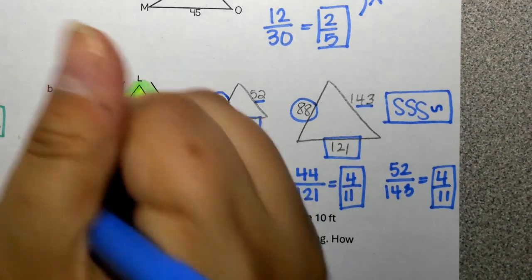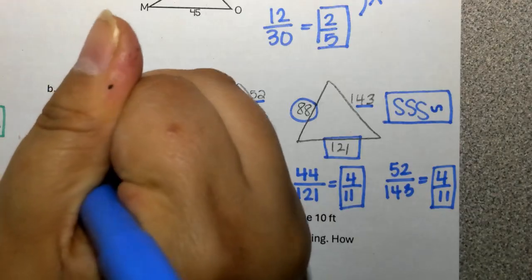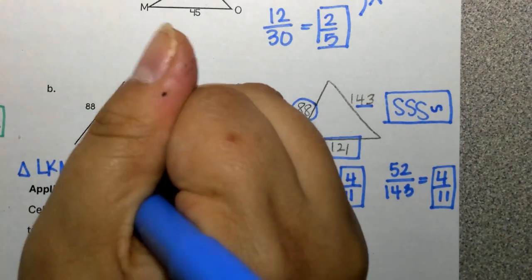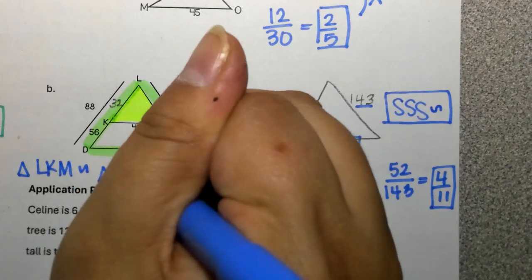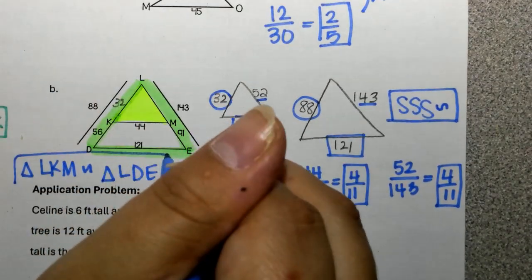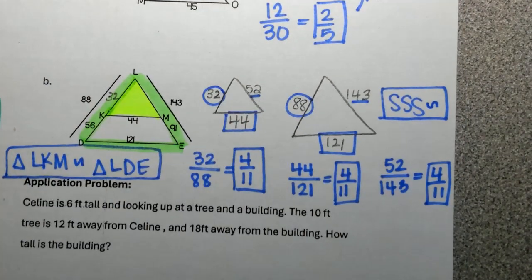Triangle LKM is similar to triangle LDE. Okay.